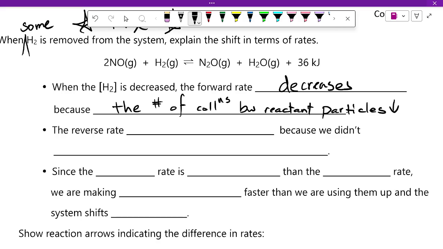What happens to our reverse rate in that moment when we decrease the H2? The reverse rate stays the same. Because we did not do what? We did not change the concentration of the products.